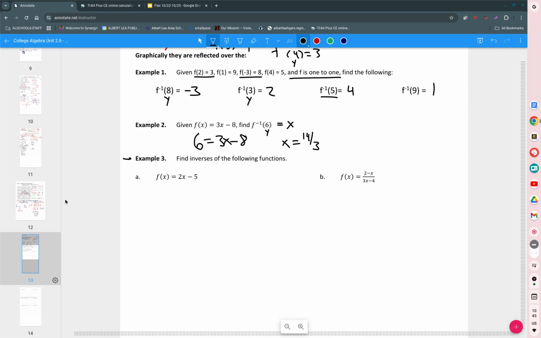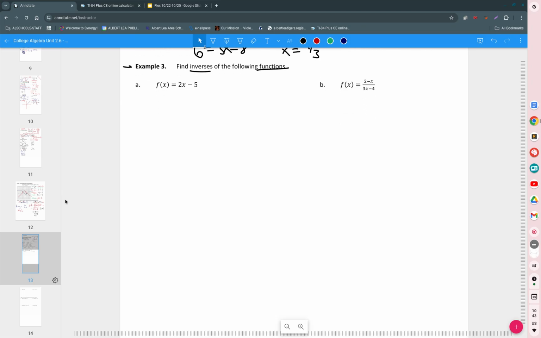In example 3, it says find the inverses of the following functions. I have 2 functions here, okay? And instead of giving a value to come up with, I have a function I'm going to come up with. So this one is y is equal to 2x minus 5. In order to find its inverse, I switch the x and the y around. So I turn this into x equals 2y minus 5.